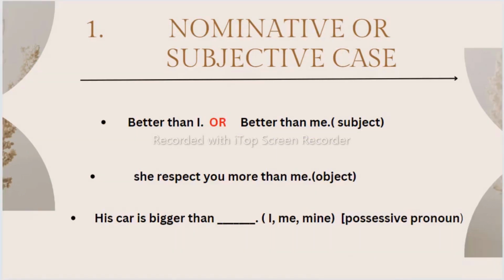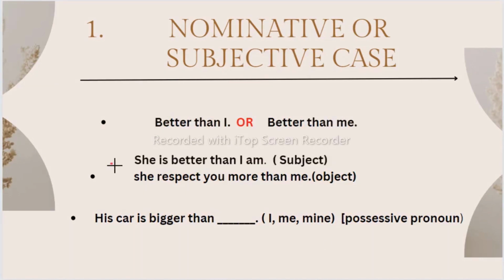And when we are comparing two subjects, at that time we have to use the subjective case in formal English. In informal English we can say better than me, but in formal English we have to use the subjective case. She is better than I am. So here you can see, students, for this one, she is better than I am. Here we are comparing two subjects, she is a subject and I is also a subject. When we are comparing two subjects, we have to follow this order.